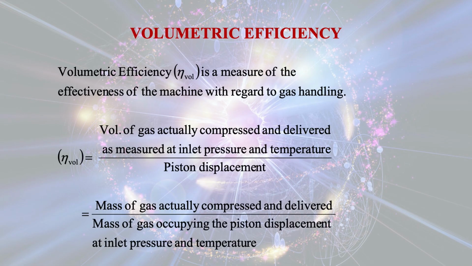The volumetric efficiency, eta volume, is a measure of the effectiveness of the machine with regard to gas handling. So, eta volumetric efficiency is equal to volume of gas actually compressed and delivered, as measured at inlet pressure and temperature, divided by piston displacement. This can also be said, that is, eta volume is equal to mass of gas actually compressed and delivered divided by mass of gas occupying the piston displacement at inlet pressure and temperature.